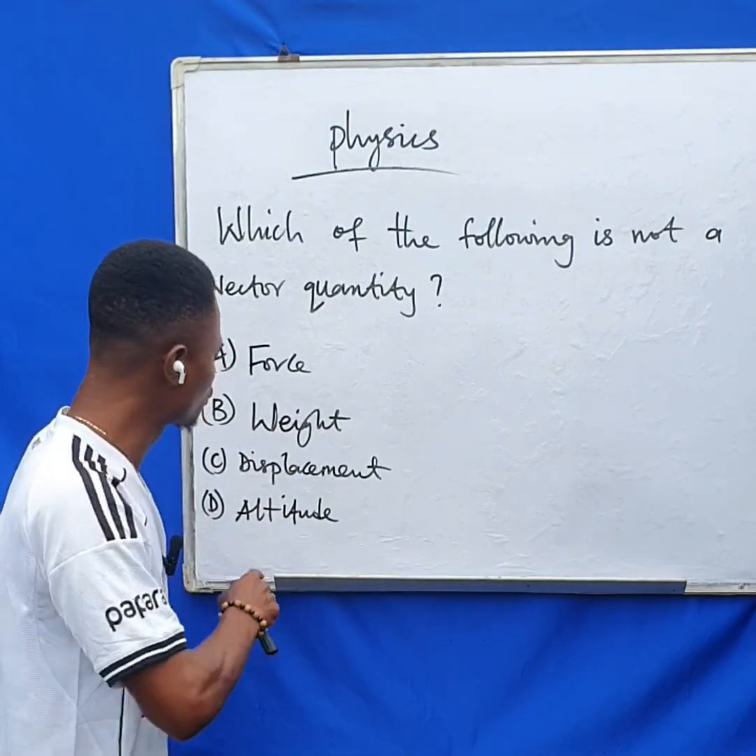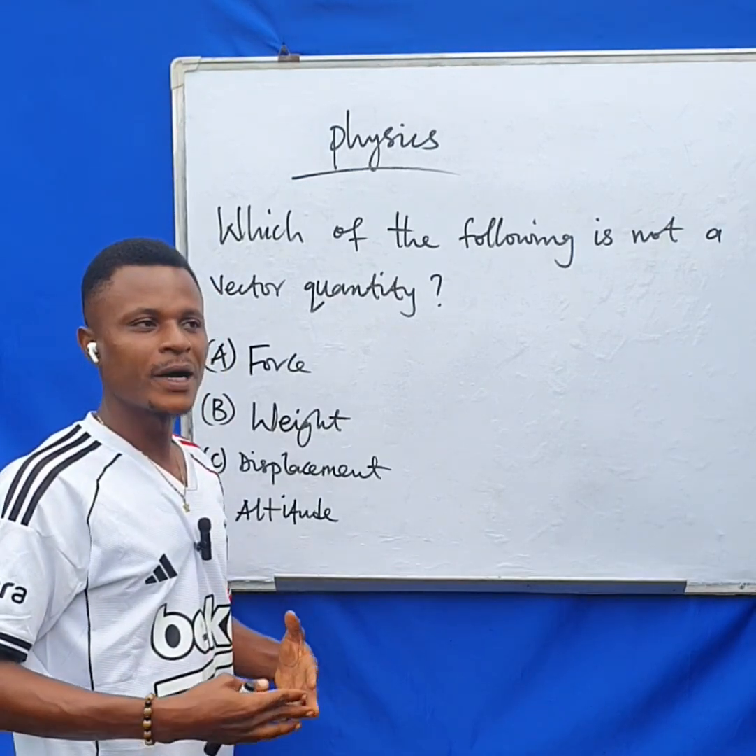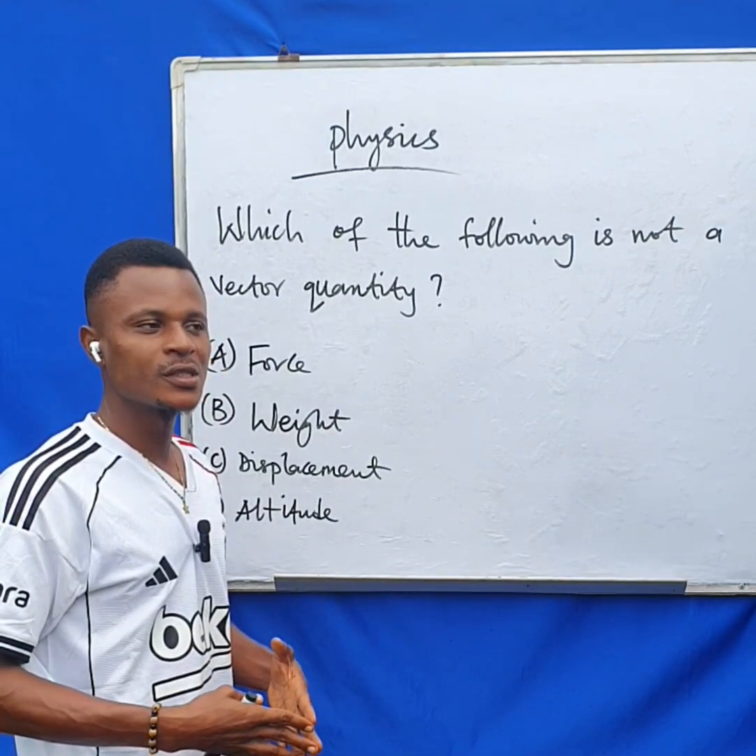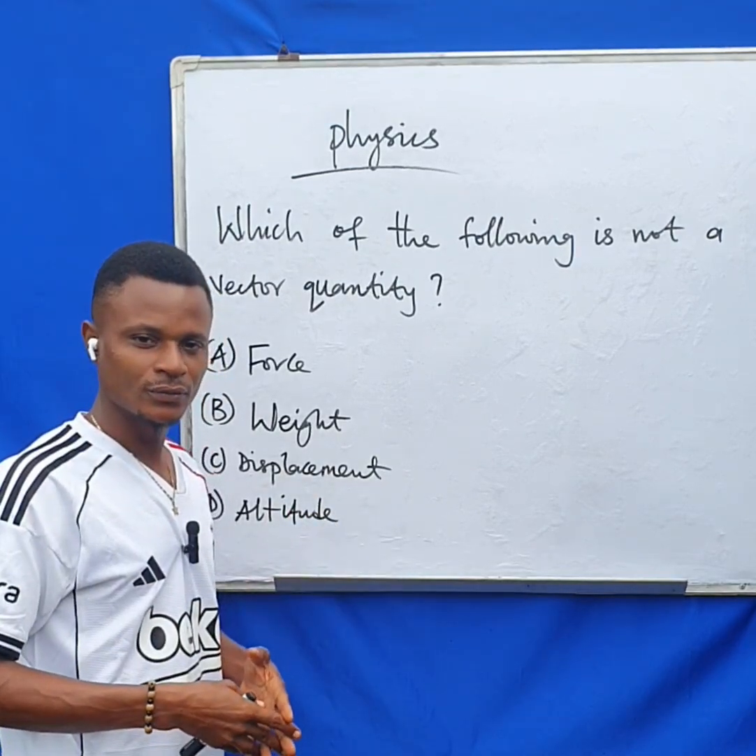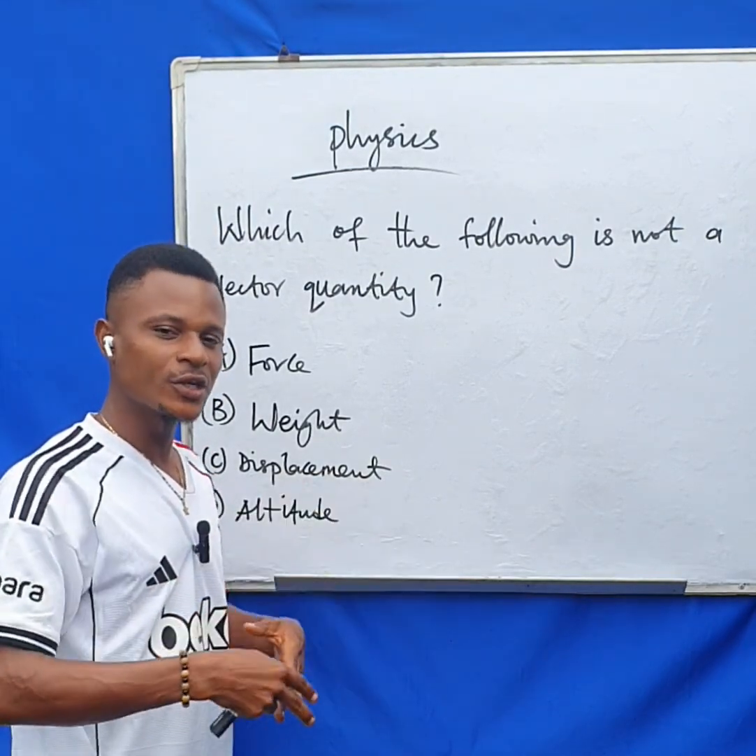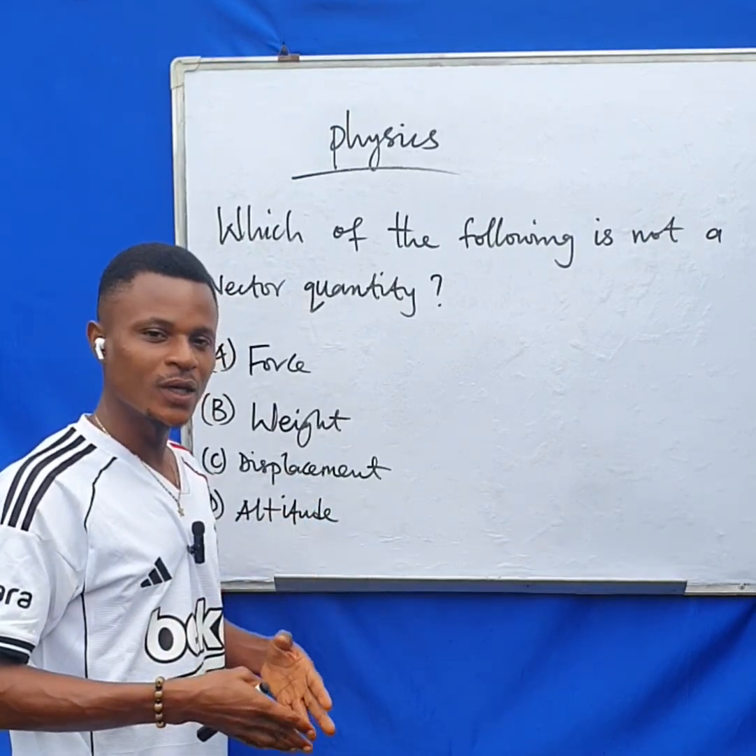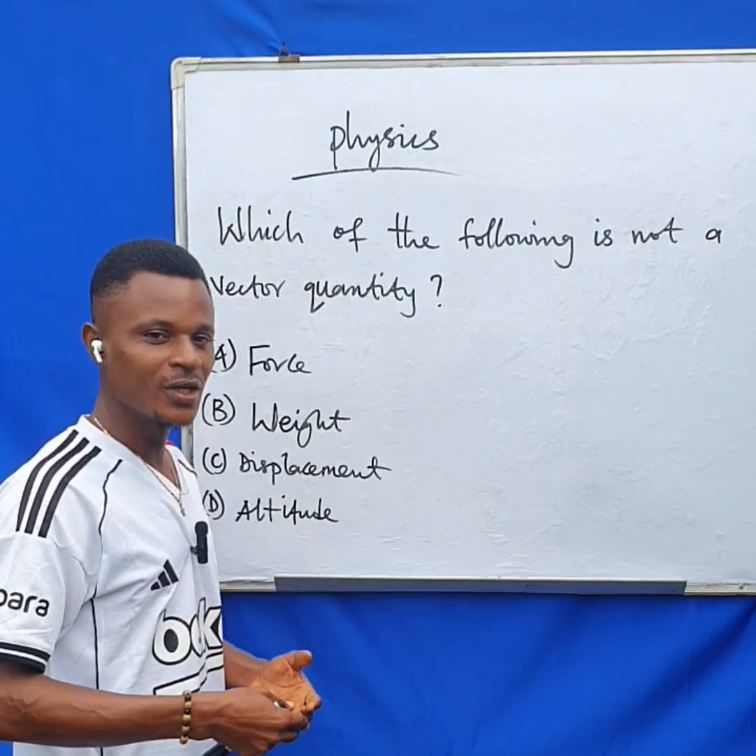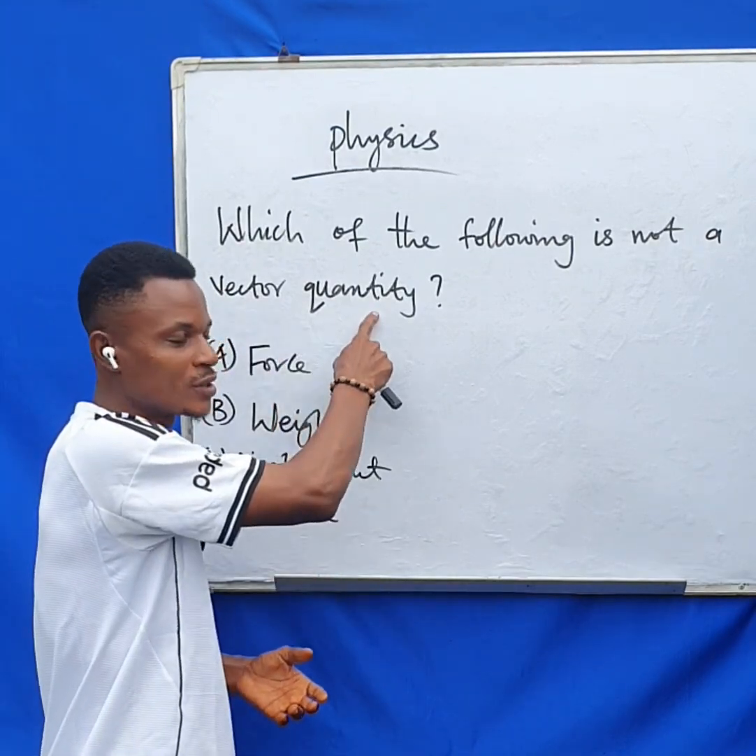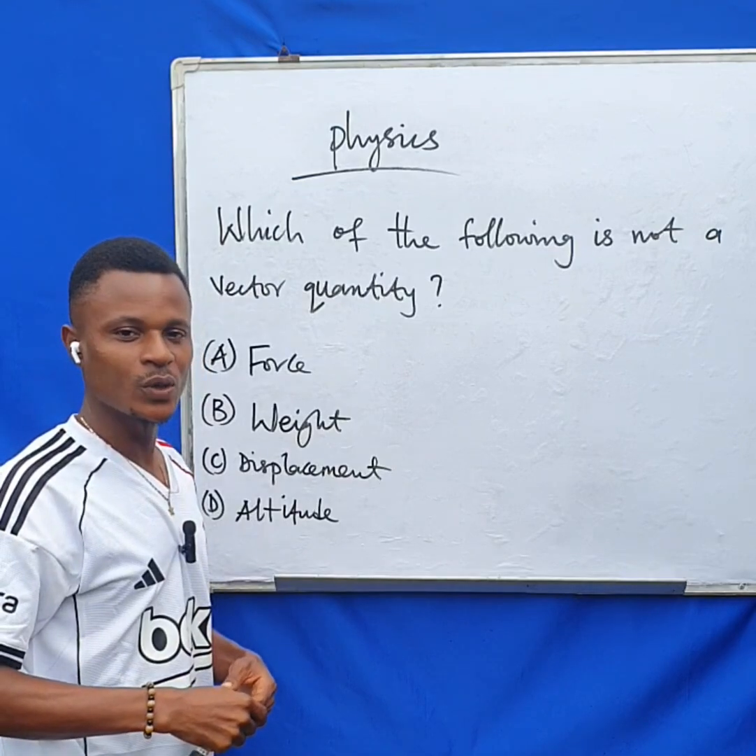And let's look at the third option, which is displacement. What is displacement? By definition, displacement is distance in a specific direction. Distance in a specific direction. That is what we call displacement. From the definition alone, we can see the word direction there, that displacement has direction. So displacement is also a vector quantity. Therefore, it is not the correct answer to the question.